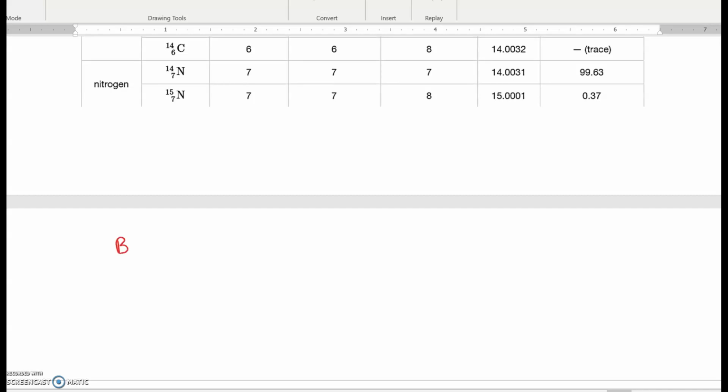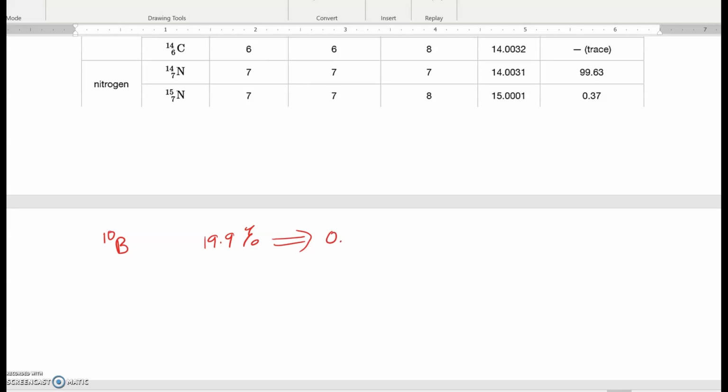We're going to come down here. So we've got boron 10, and it has a natural abundance of 19.9%. So that tells us 0.199 is the fractional amount. And boron 11 has a natural abundance of 80.1%. So the fractional amount would be 0.801.